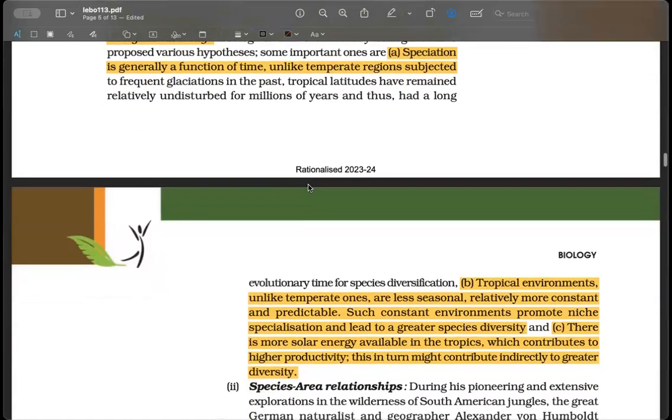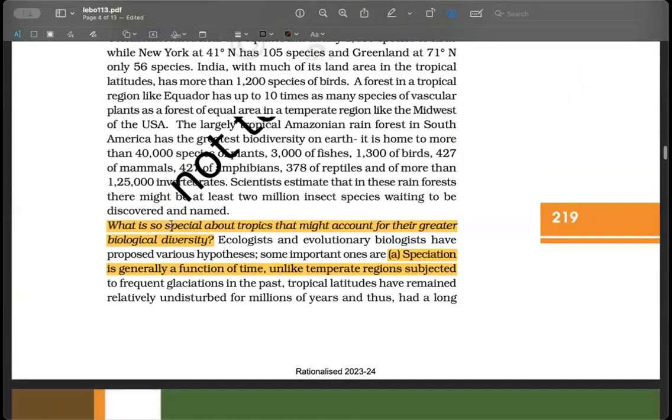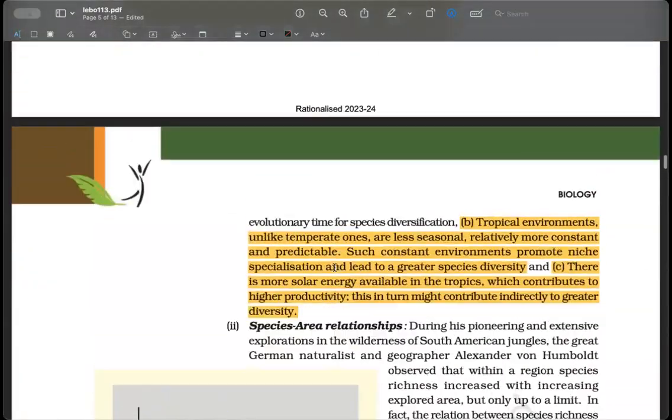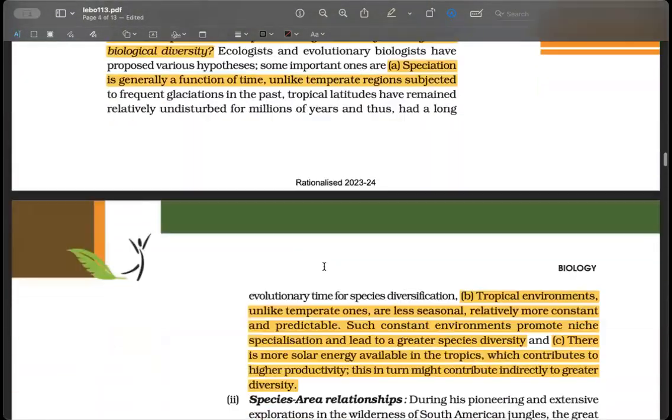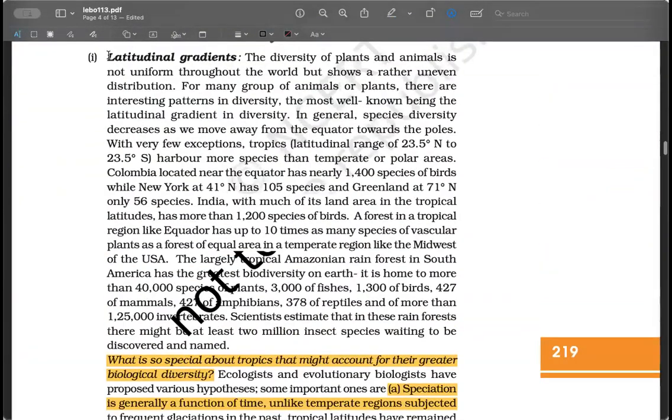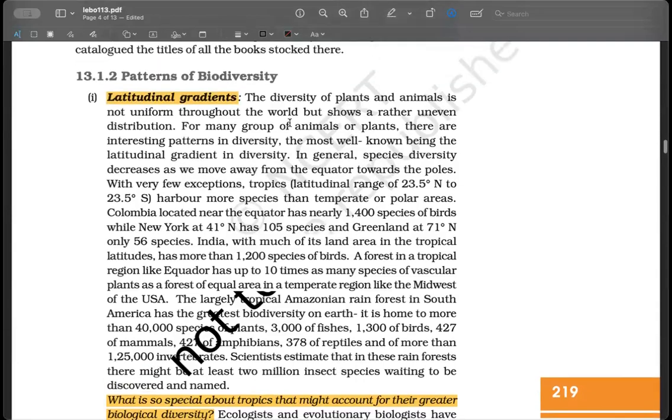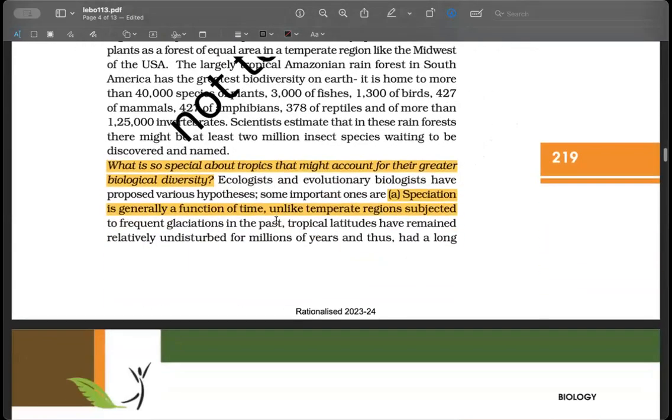So these are the three reasons why tropics have much greater biological diversity than the temperate and polar, of course. Okay, and the second reason, so first was latitudinal gradients. So this sets, or this decides, the patterns of biodiversity.